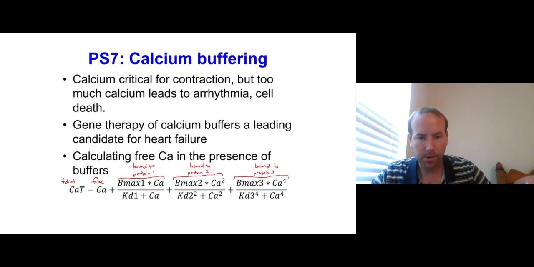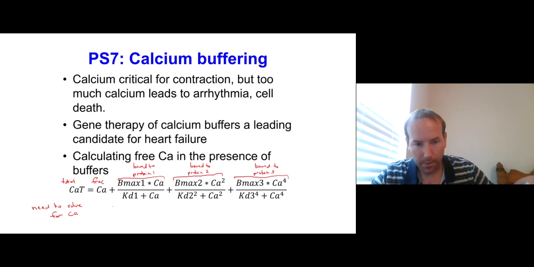In your problem set, we'll go into more detail to explain what's going on here. But basically, the fact that there's a square or a fourth power here indicates that there are multiple calciums bound to each of these. So this is an equation that relates the free calcium and the amount that's bound to different proteins in your cells to the total calcium. What we need to do here is solve for the free calcium and see how that is affected by the different buffers.